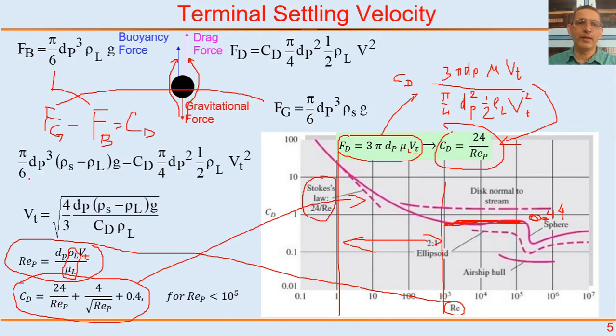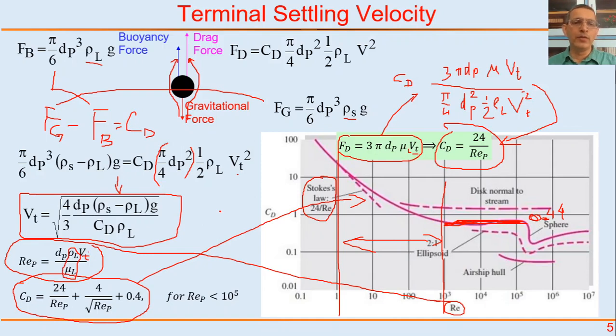You will find that the left hand side is pi by 6 dp cube, rho s minus rho l, rho of solid coming out of the gravity force minus rho of liquid coming out of the buoyancy force, into g, and then the drag force is CD, projected area, and half rho Vt square. Can I rearrange this expression? Vt is equal to the square root of 4 by 3 dp, rho s minus rho l, into g, divided by CD rho l, whole thing square root. Derive this for yourself. Make sure that you get this expression. Don't go forward until you derive it for yourself. It just has to simplify from here to here.